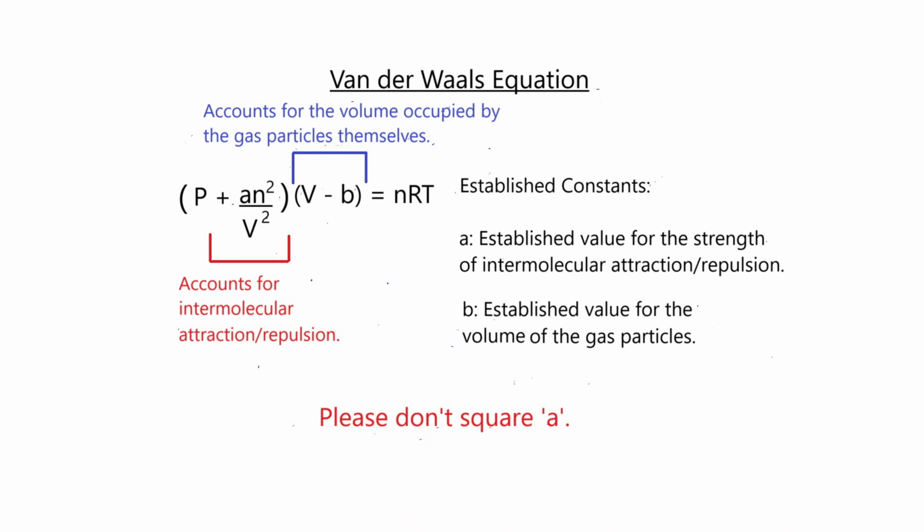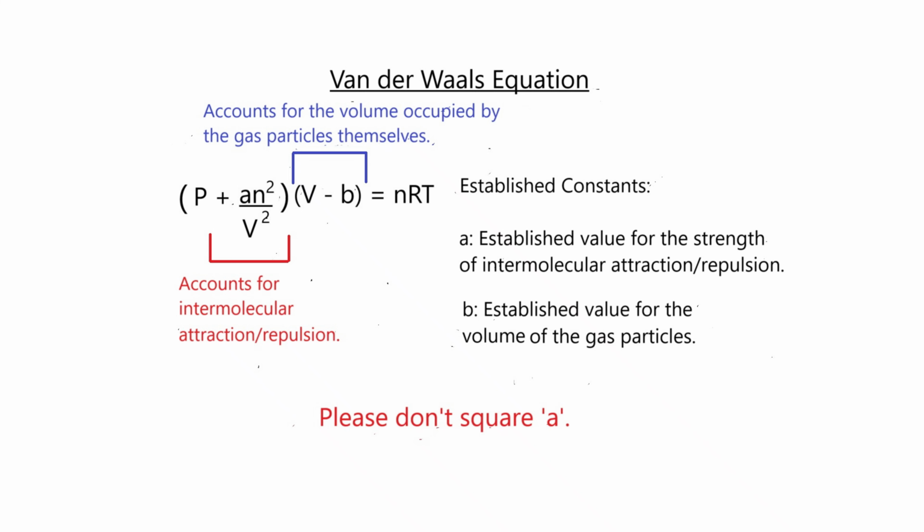Now, for an ideal gas, the values for A and B should be 0 because there shouldn't be any intermolecular attraction or repulsion, or if there is, it should be negligible. So close to 0 it's not worth considering. And the volume of the particles should also be 0. However, this is often not the case for real gases.